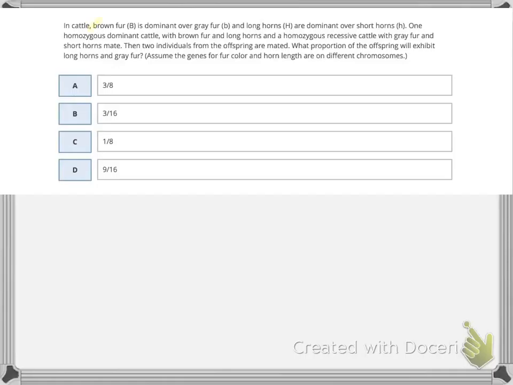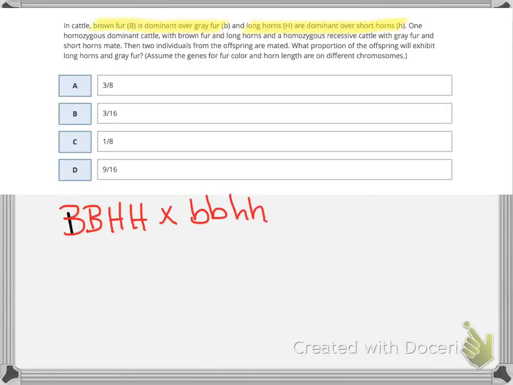In cattle, brown fur is dominant over gray fur, and long horns are dominant over short horns. One homozygous dominant cattle, so big B, big B, big H, big H, with brown fur and long horns, and a homozygous recessive, so little b, for gray fur and short horns. So this is then the mating.